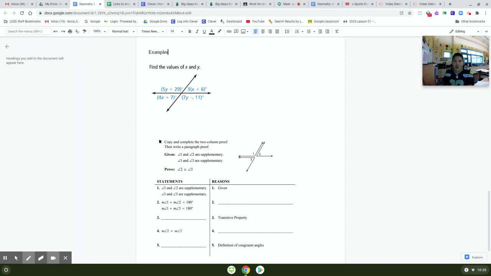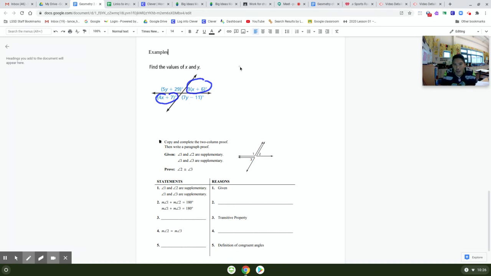So that's something that you could do to find both the values of x and y, or you could use the vertical angles congruence theorem. This angle right here, represented by 3 times the quantity x plus 6, and this angle right here are vertical angles. Therefore, they should be congruent.